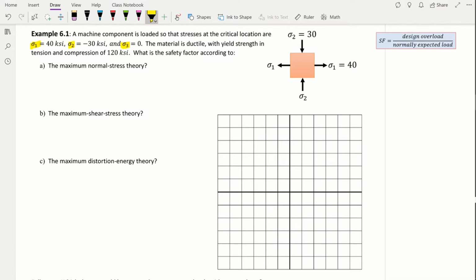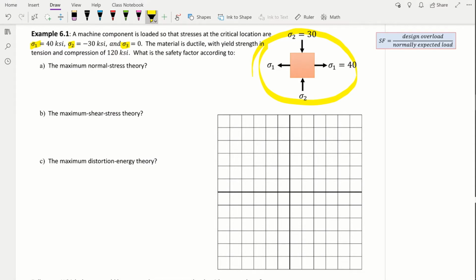And now we want to calculate what the safety factors are based on the three different theories that we're covering here. So again, first thing you want to do is plot the principal stresses. Remember, the principal stresses are going to be the maximum normal stresses. When we look at the figure over here, this figure might or might not be provided in your homework problems.